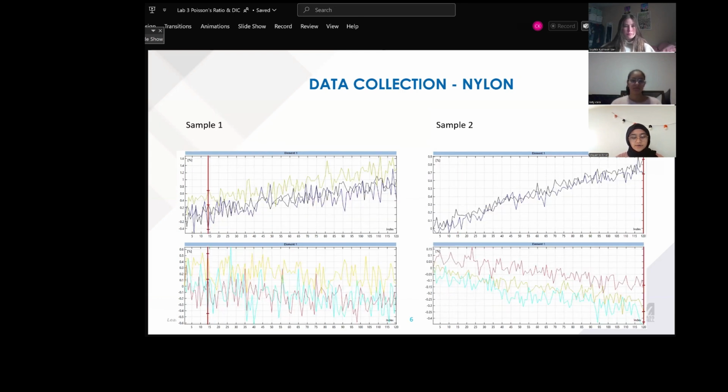Out of the three materials, nylon was the most apparent in the epsilon x direction, so strain in the lateral direction. There is a very obvious positive slope showing that it extended that way. And in the epsilon y, meaning the strain in the y direction, there's a very obvious negative slope for the nylon, which showed that the longitudinal strain had the dog bone samples decrease in the y direction.